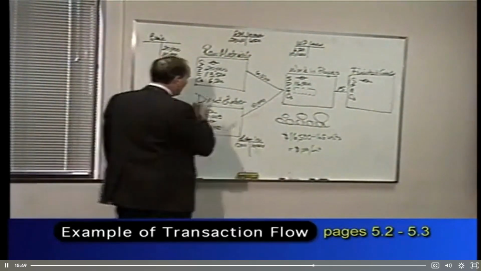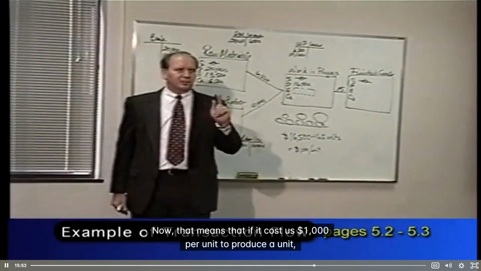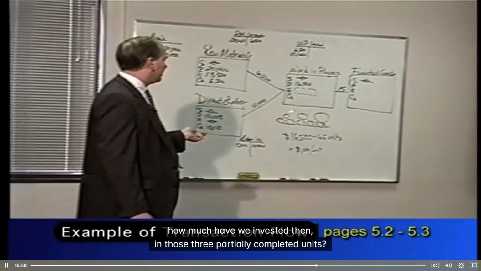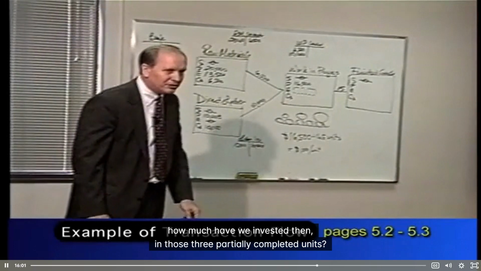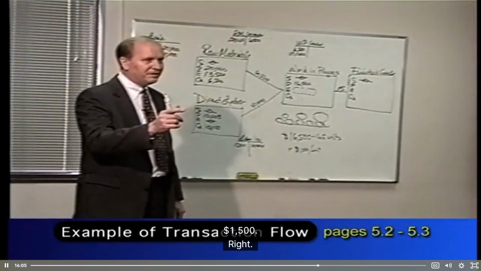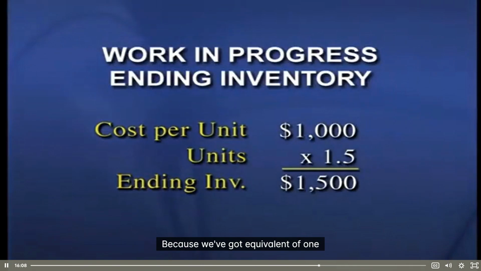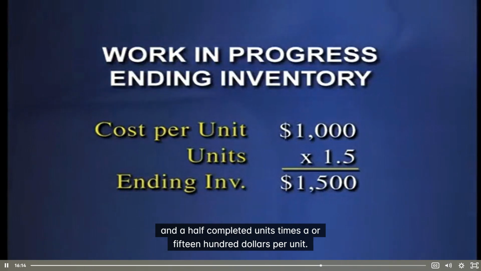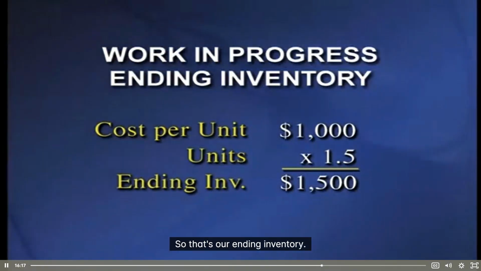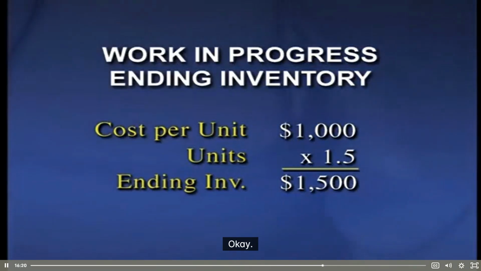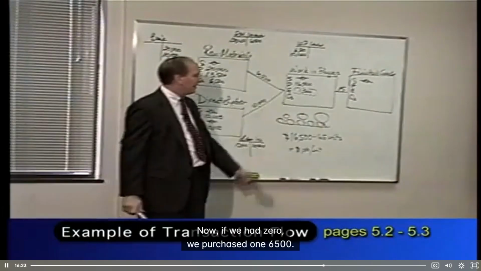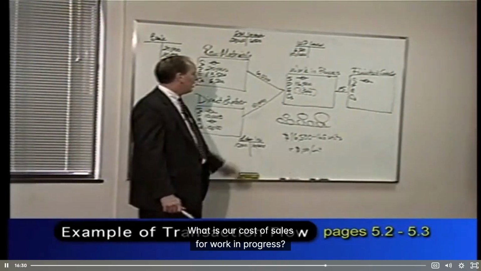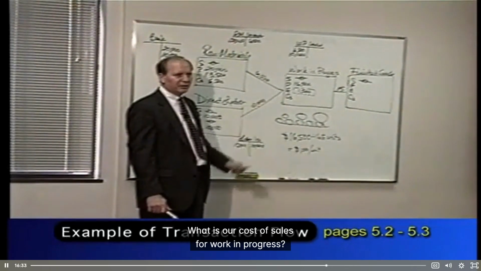Now that means that if it cost us $1,000 per unit to produce a unit, how much have we invested then in those 3 partially completed units? $1,500, right? Because we've got equivalent of 1.5 completed units times $1,000 per unit, or $1,500. So that's our ending inventory. Okay? Now, if we had 0, we purchased 16,500, we ended with 1,500. What is our cost of sales for work in progress?